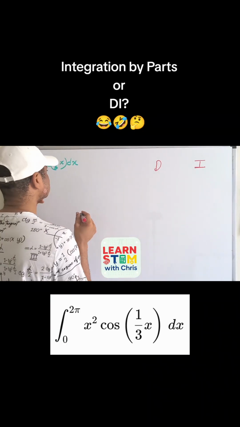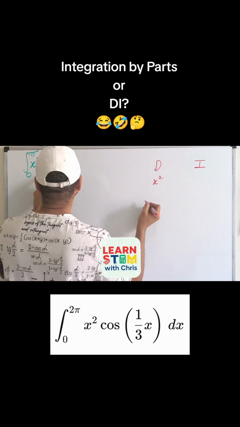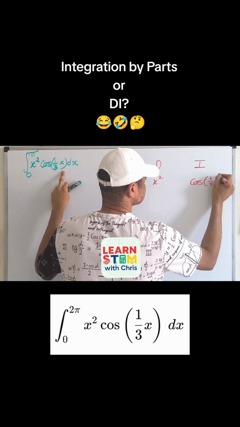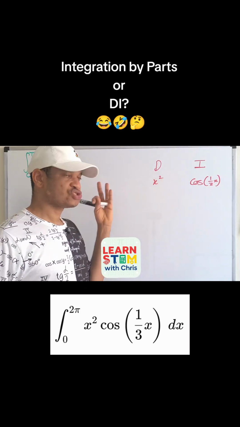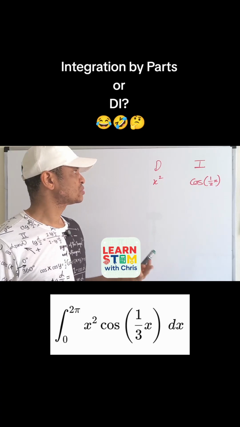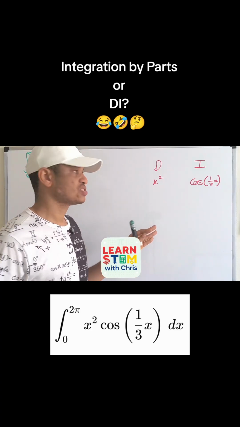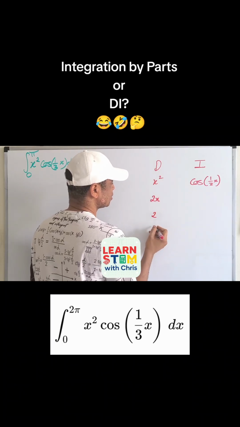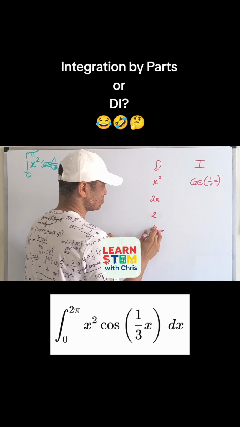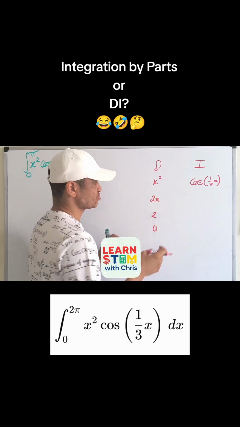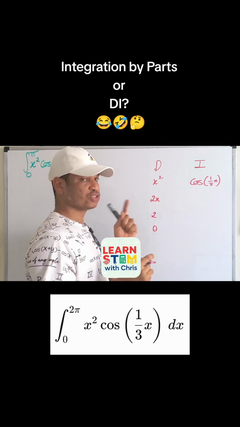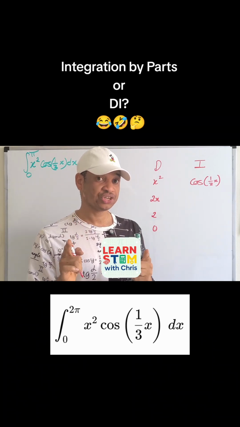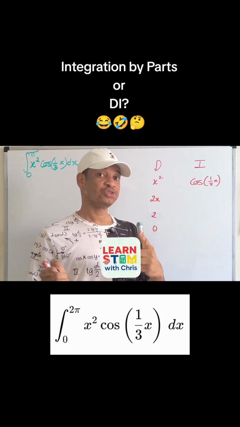Now let's see how we can do it. This is x squared. This is cos 1 over 3x. Now you might ask, should we mix it? You can do that. But since I'm going to differentiate this, if I differentiate this, I get 2x. If I differentiate again, I get 2. If I differentiate, I get 0. So I'm done. I just need to integrate this. If you know your differentiation, integration should not be hard for you. You can just do the opposite.